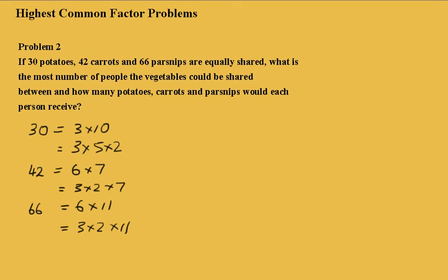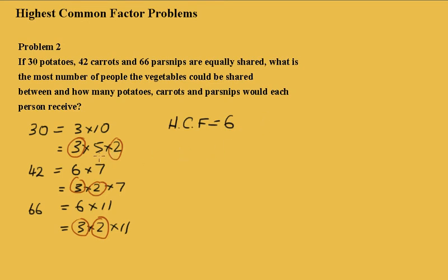And yes, the highest common factor you can see here is 3 there, a 3 there, and a 3 there, and a 2, and a 2, and a 2. So the highest common factor is equal to 6. So 6 is the most number of people. Now what do they each get?